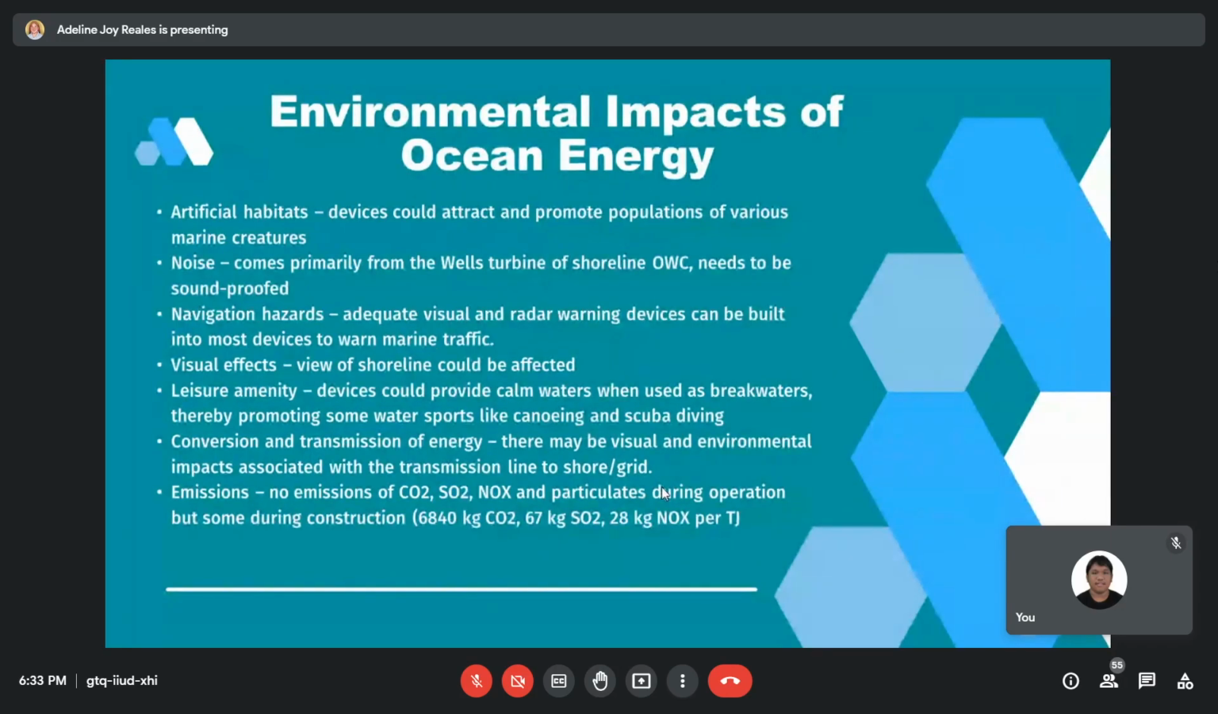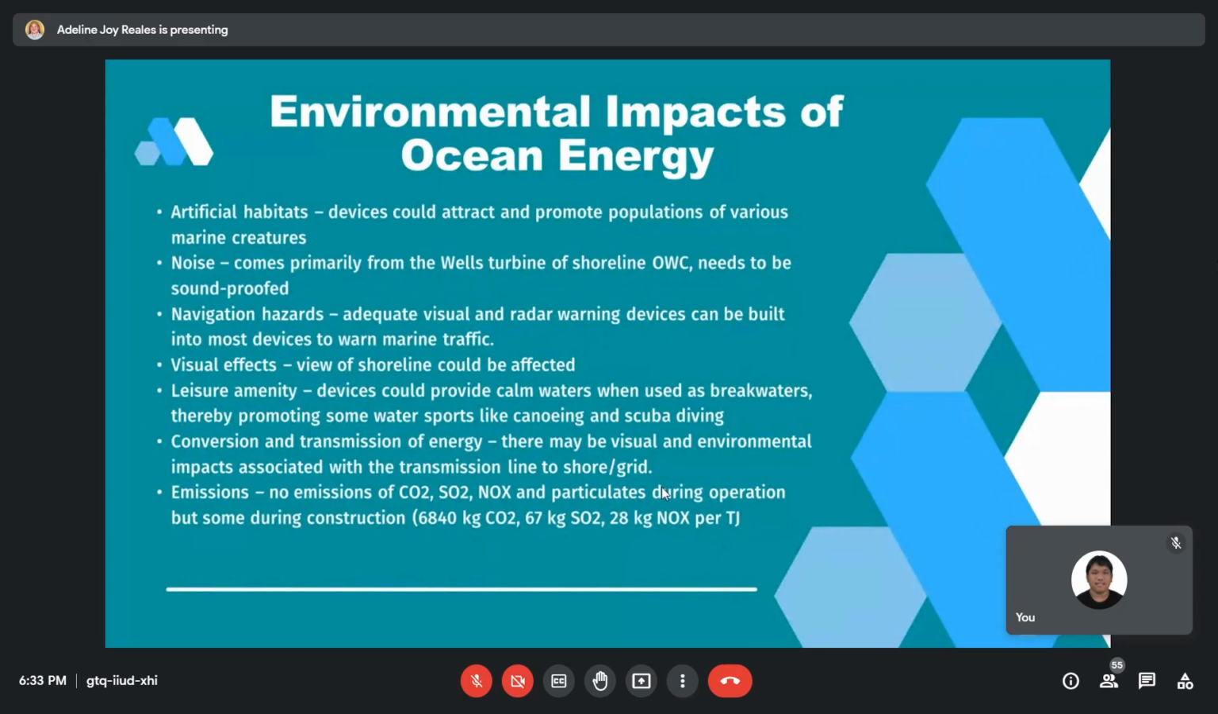Environmental impacts of ocean energy. The first one is artificial habitats. Devices could attract and promote populations of various marine creatures. The second one is noise. It comes primarily from the Wells turbines of shoreline OWC, so it needs to be soundproof. Next one is navigation hazards. Adequate visual and radar warning devices can be built into most devices to warn marine traffic.